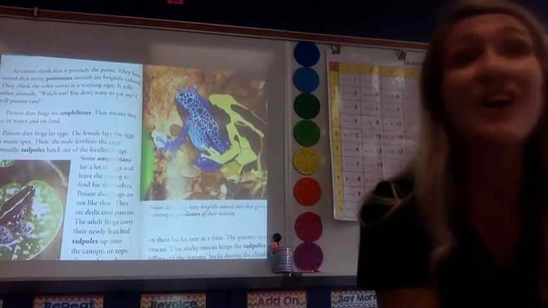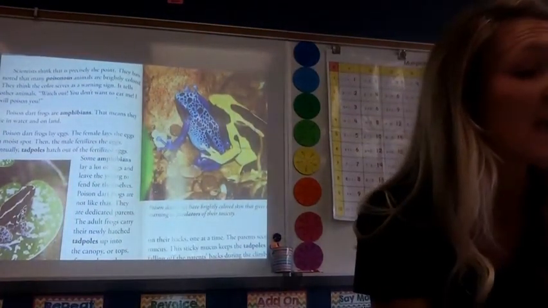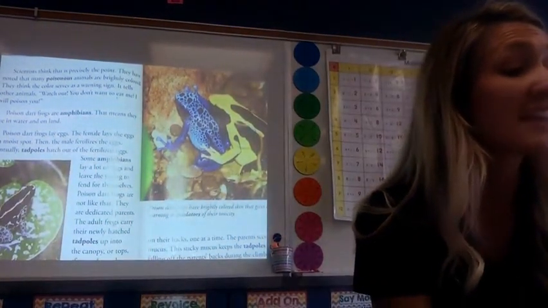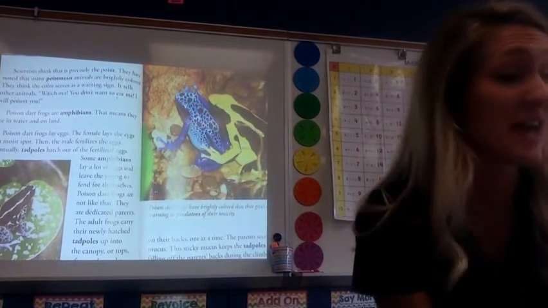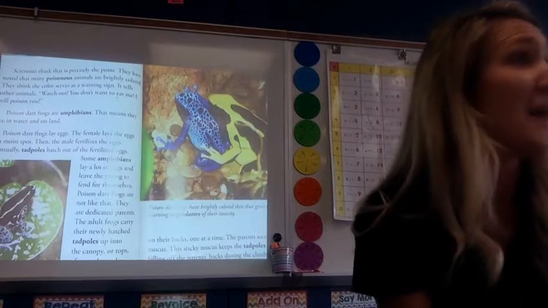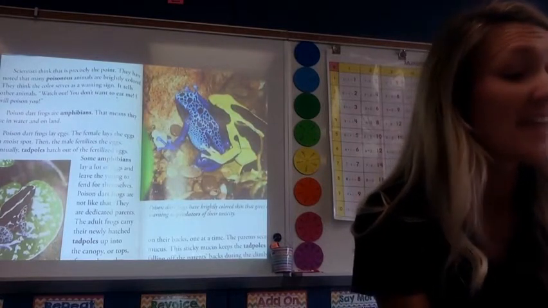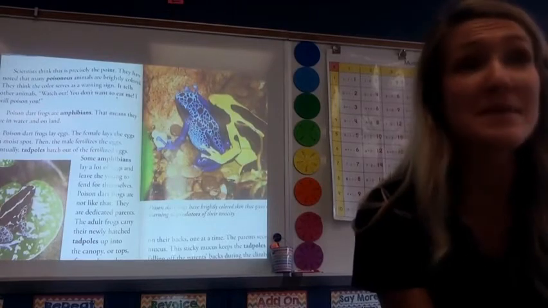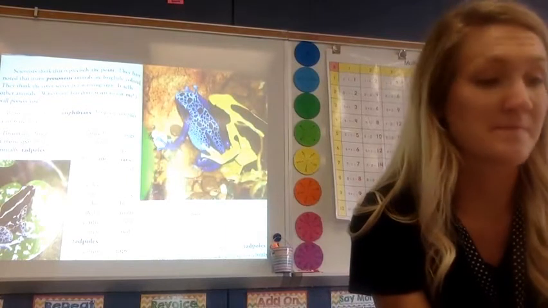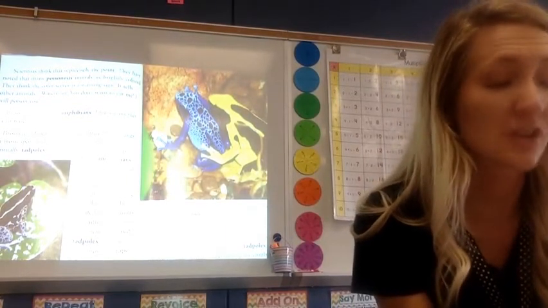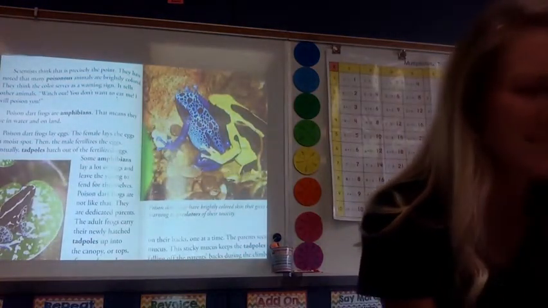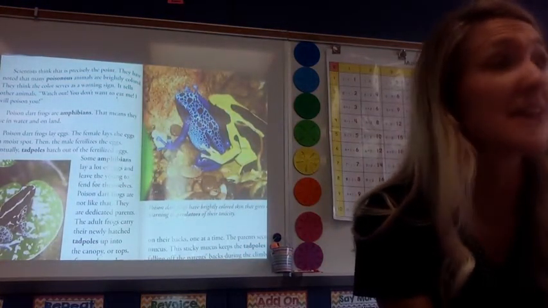Poison dart frogs are not like that. They are dedicated parents. The adult frogs carry their newly hatched tadpoles up onto the canopy, or the tops of the trees above the rainforest. They carry the baby tadpoles on their backs, one at a time. The parents secrete sticky mucus. This sticky mucus keeps the tadpole from falling off.